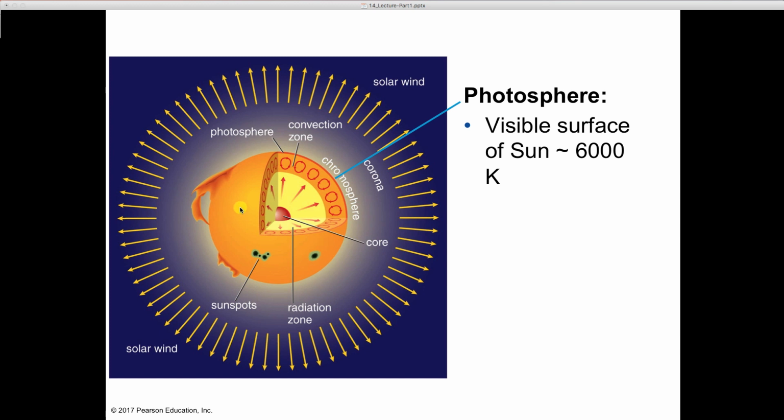A typical sunspot can be as big as the Earth. One of these sunspots can swallow up the Earth. So they're not minor storms by any means.